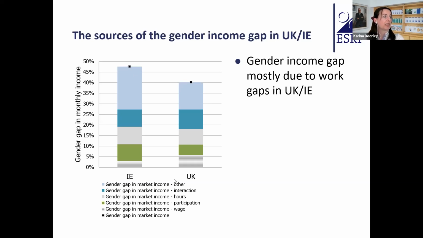So overall, we can explain most of the gender gap in market income through the unexplained gender wage gap and the gender work gap. What's left over here, this light blue portion of the bar, is the residual, which is down to differences in self-employment income and differences in observable characteristics between men and women. So really overall, the takeaway here is that the gender income gap is mostly due to work gaps in Ireland and the UK. So the unexplained gender wage gap plays a relatively small role here.